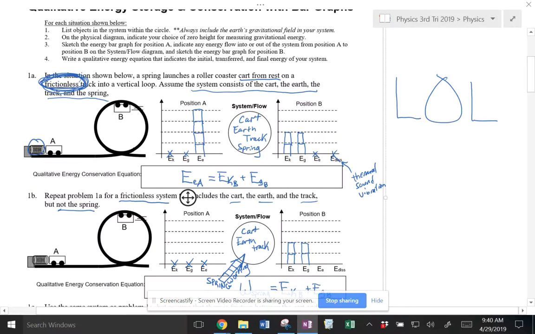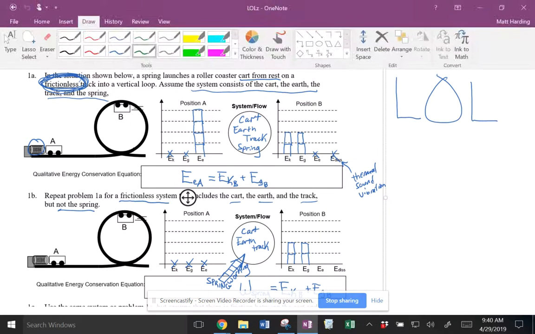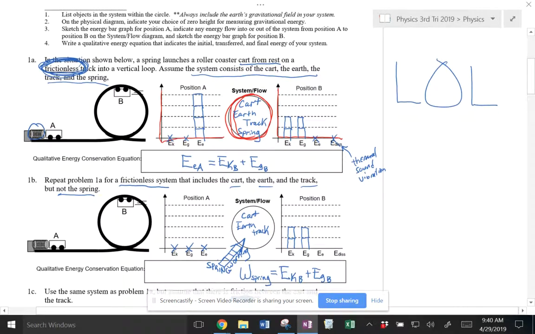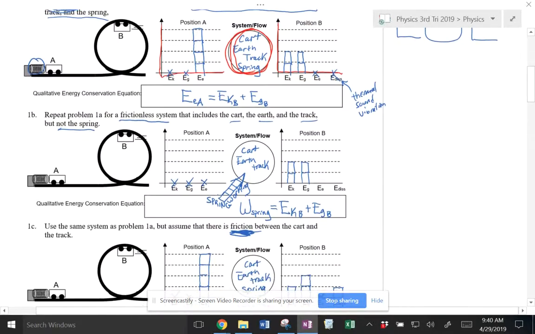That's because you've got two bar graphs. They make the L's. And then this O here, where you're identifying the objects that are in the system. Okay? So we went through the first example here.